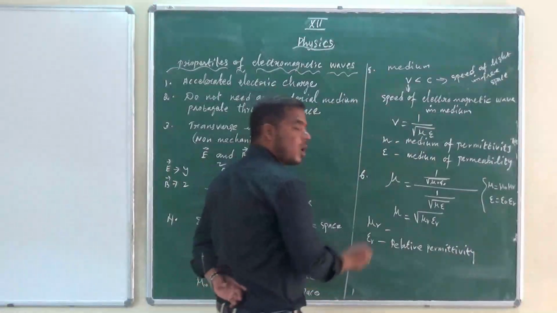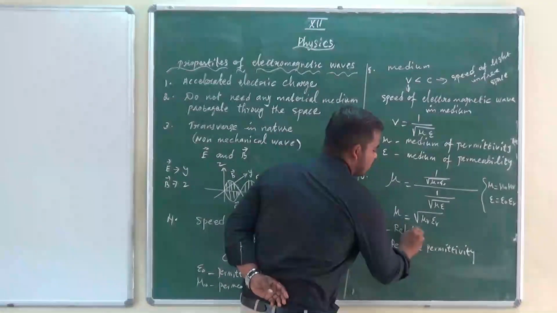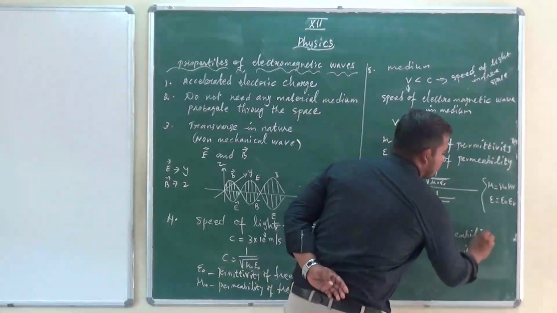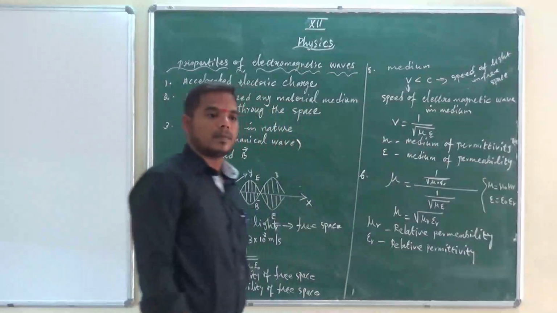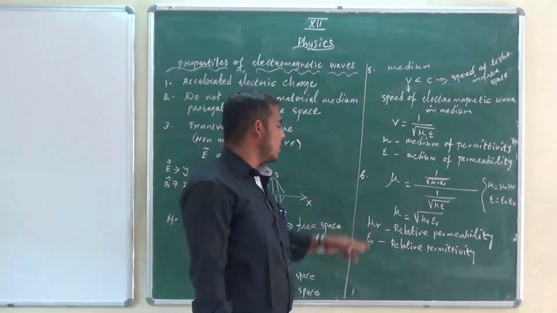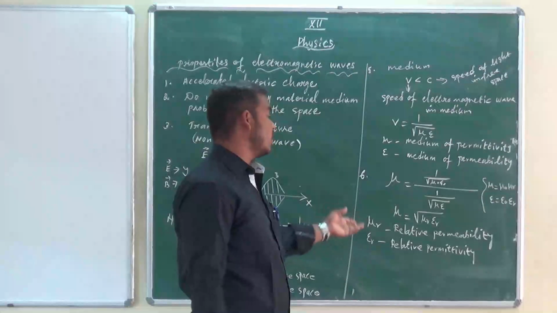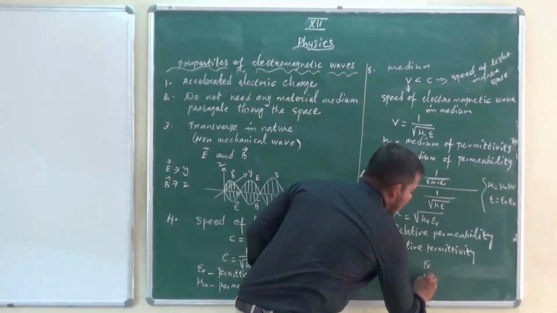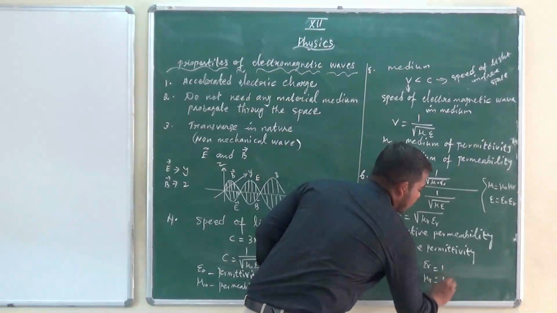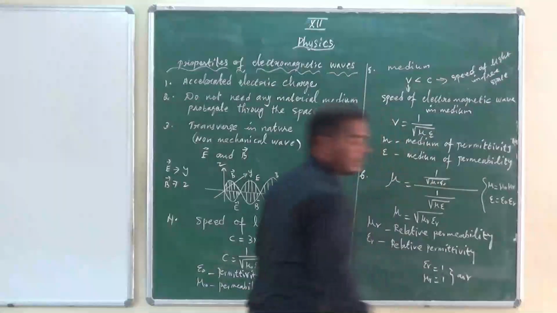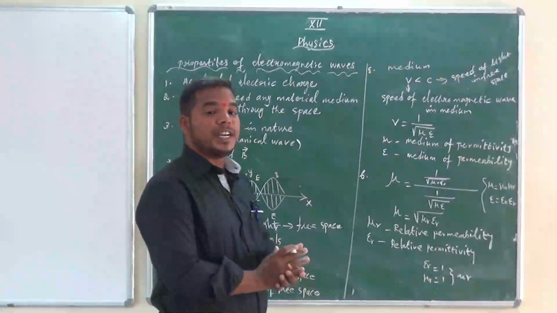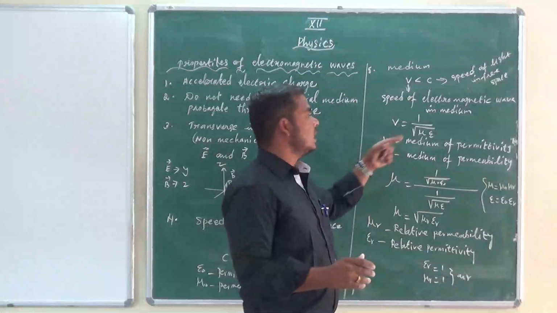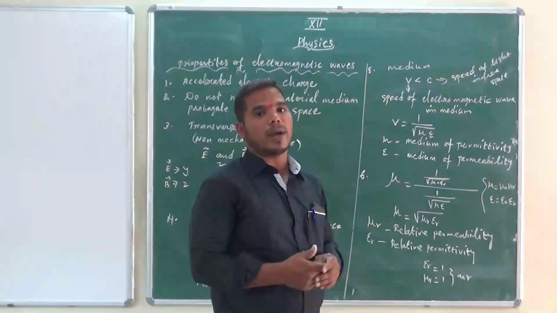Like that, what is mu r? Relative permeability. So always they will give the value. What is the relative permeability? For air, epsilon r and mu r are equal to 1, only for air. Suppose they give the medium, we can calculate the medium value. Using the relation, we can find the electromagnetic wave speed.